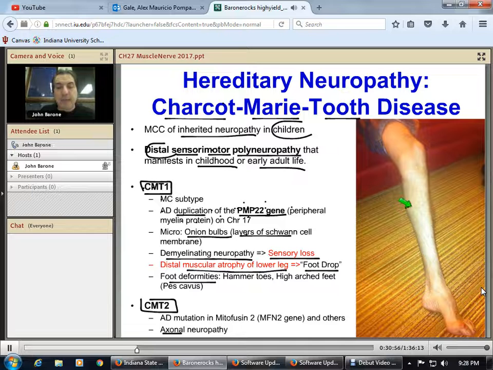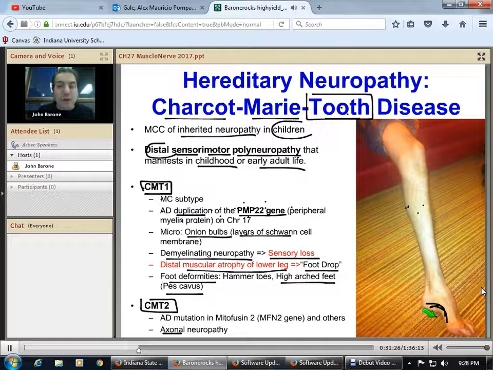So if you take a look at this poor guy, first of all, look at the muscle here. Really atrophy. So I like to remember toothpick legs. They're like toothpicks. They're really thin. And since it's so weak, they tend to get these deformities. Do you see this? This is called pes cavus, a high arched foot. You can also get hammer toes too. So I remember toothpick legs with pes cavus. Toothpick legs with pes cavus.